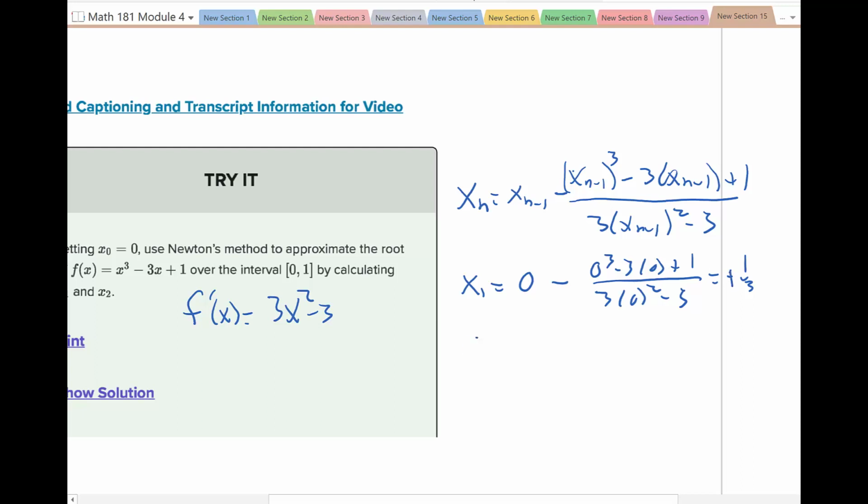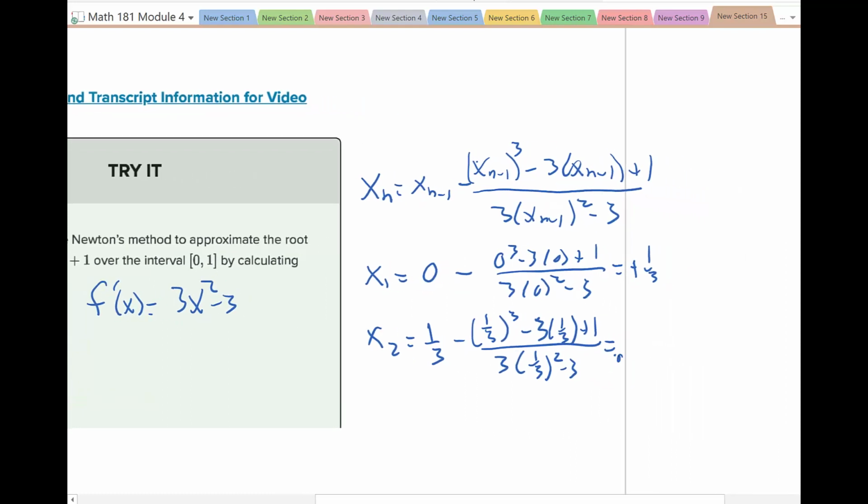And our x sub 2 is going to be 1/3 minus 1/3 cubed minus 3 times 1/3 plus 1 over 3 times 1/3 squared minus 3. And from that I get 0.3472222. I just want to read it before I start writing it. 0.347222222. And that's it. Okay, let's keep going.